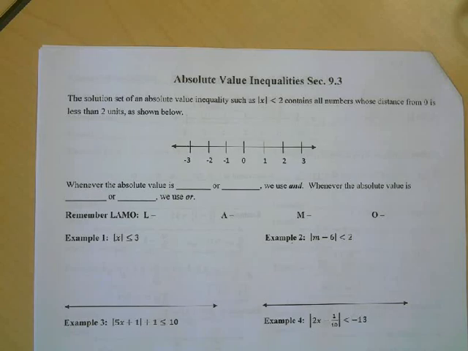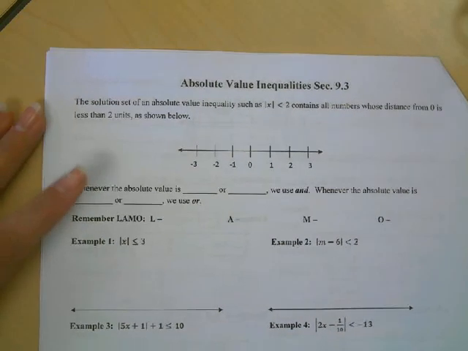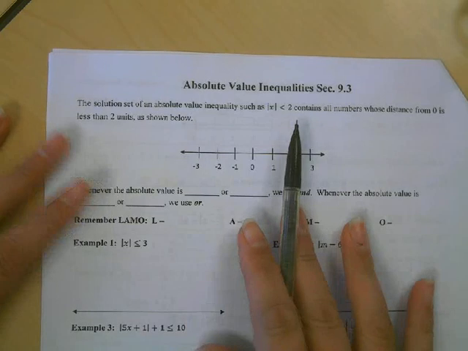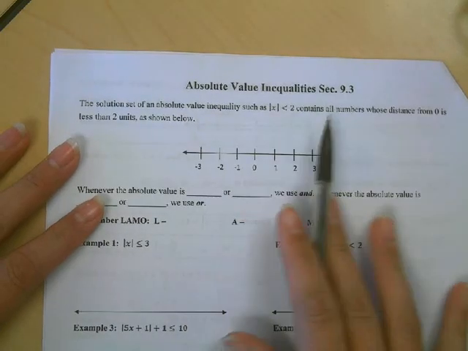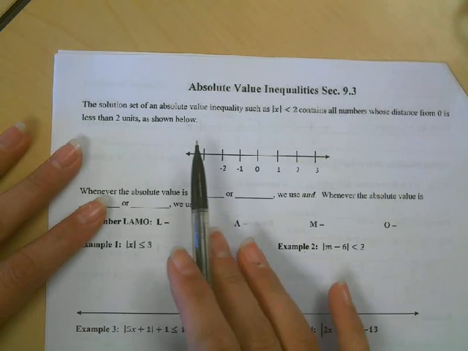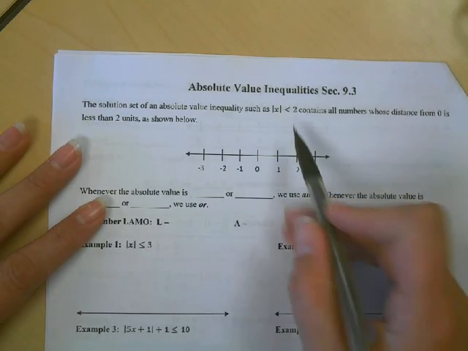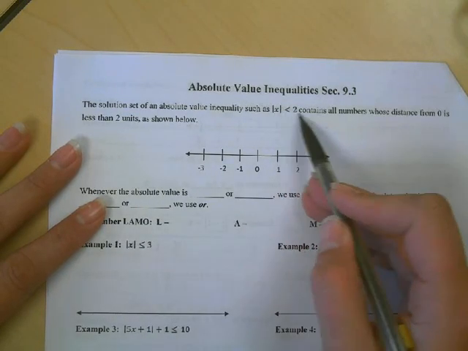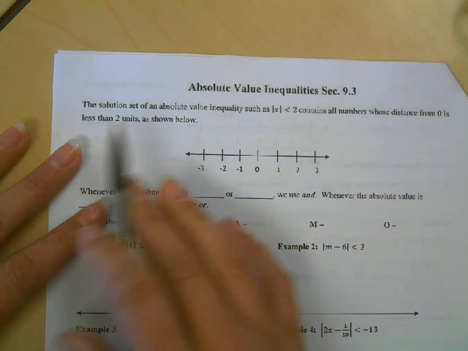Okay, so now we're going to put the first two sections together. We've looked at inequalities, and we've looked at absolute value equations. Now we're going to look at absolute value inequalities. The solution set of an absolute value inequality, such as the absolute value of x is less than 2, contains all numbers whose distance from 0 is less than 2 units, as shown below.